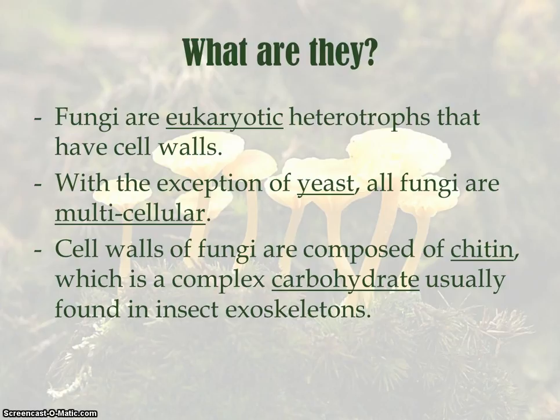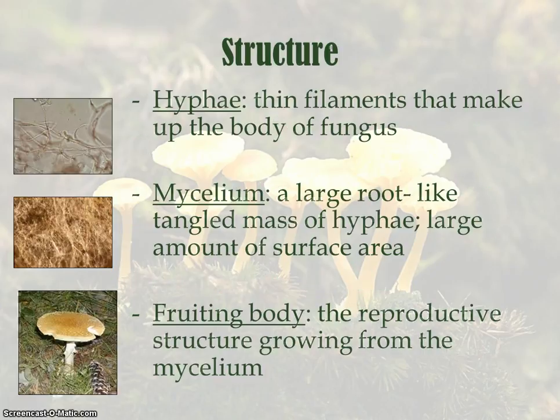Their cell walls are not like plant cell walls or even bacterial cell walls. They're made of chitin. However you want to say that, I say chitin, but that is the complex polymer that forms their cell wall. Chitin is also the material that helps form the exoskeleton of insects, but we'll get to that when we talk about insects. It is one of those complex polymers in the carbohydrate group.